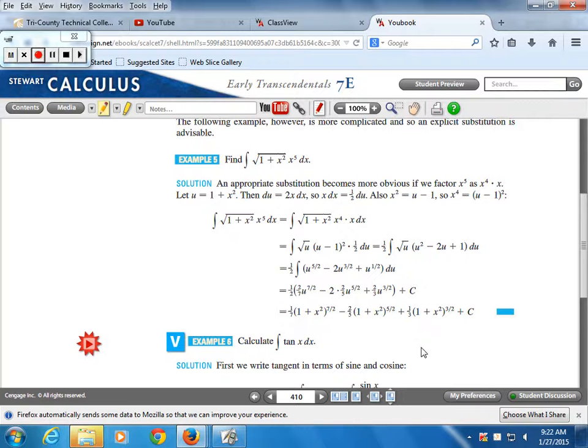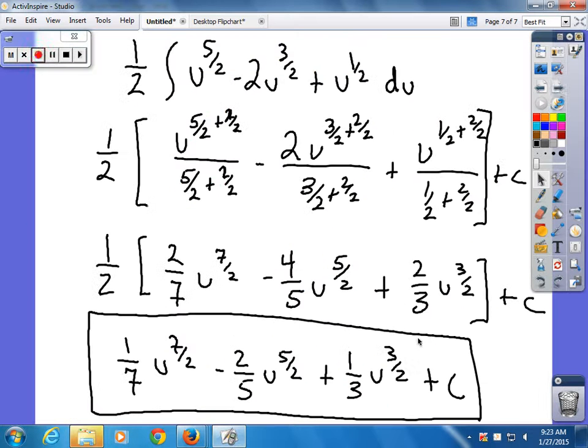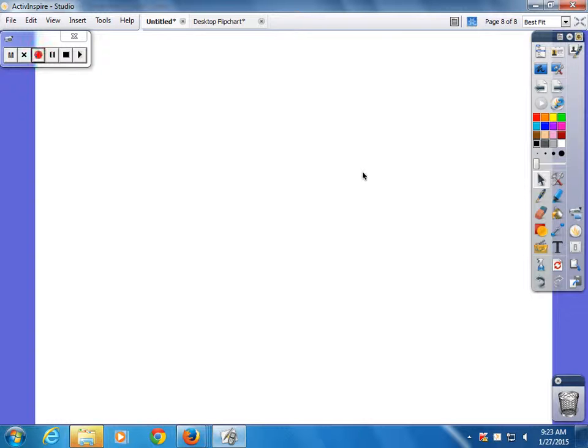Alright, let's try a couple out of the homework in here. Well, we can do tangent. Let's do tangent. Calculate the antiderivative of tangent of x dx. Now, you know they want you to do something. Antiderivative, tangent x dx.